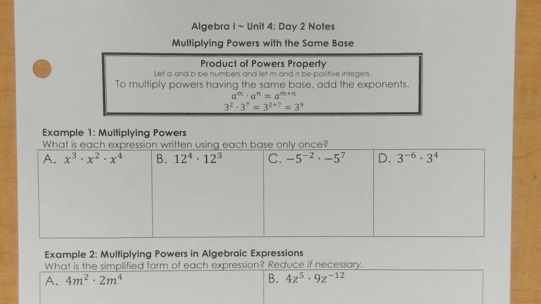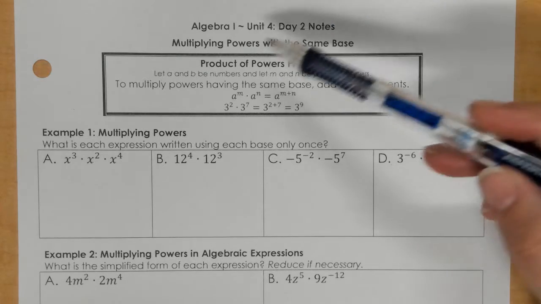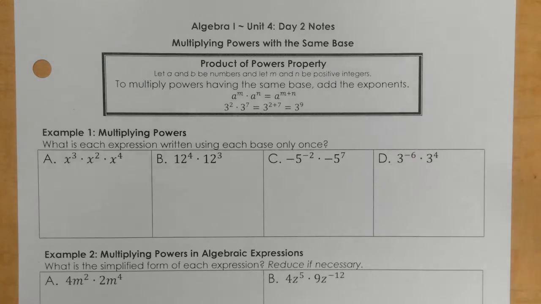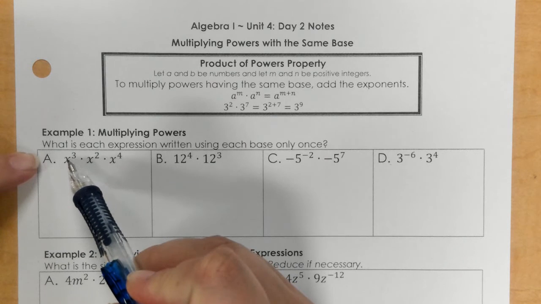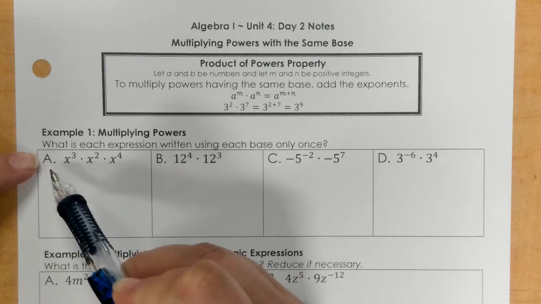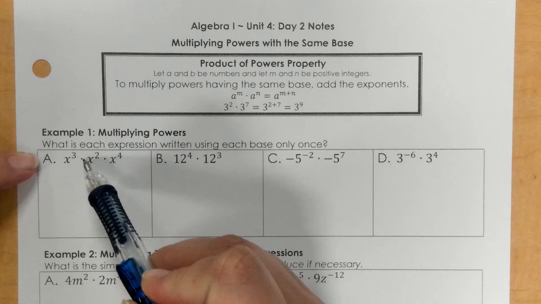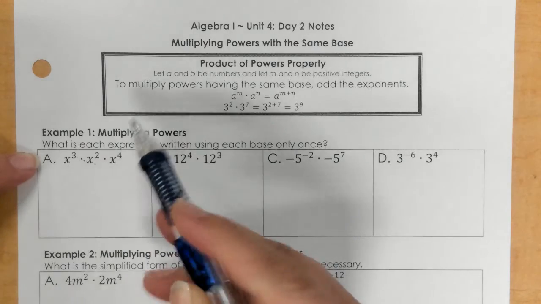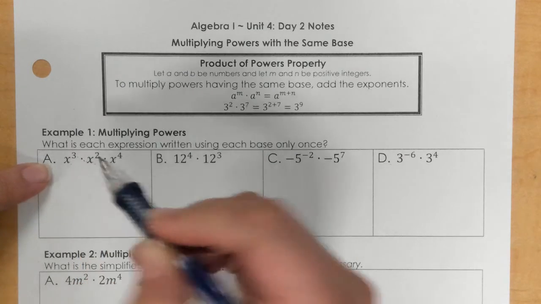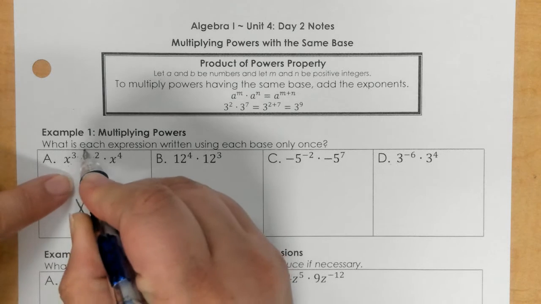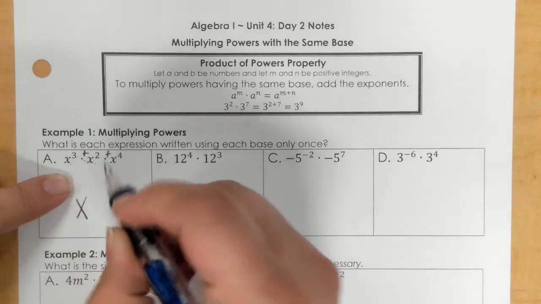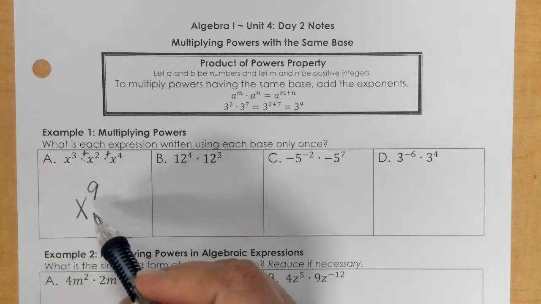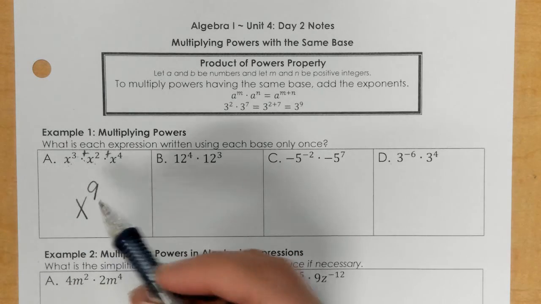For the Unit 4 Day 2 notes, talking about multiplying powers with the same base. So right here, if you look at example 1a, you have an x, and that is your base, and it's for all three of these terms. So x to the third times x squared times x to the fourth. So if you have the same base, x, you add your exponents. So 3 plus 2 is 5, and 5 plus 4 would be 9. And you want to make sure that that 9 looks like an exponent.